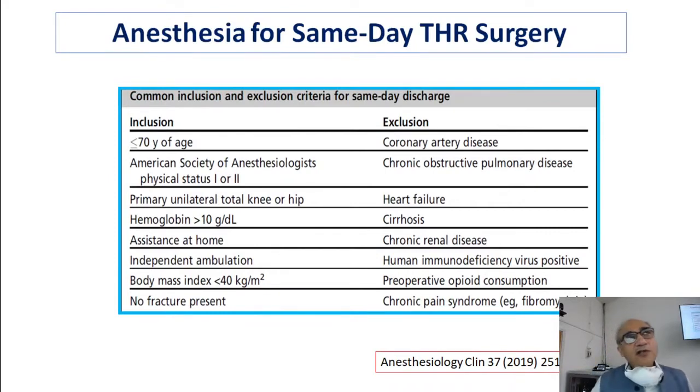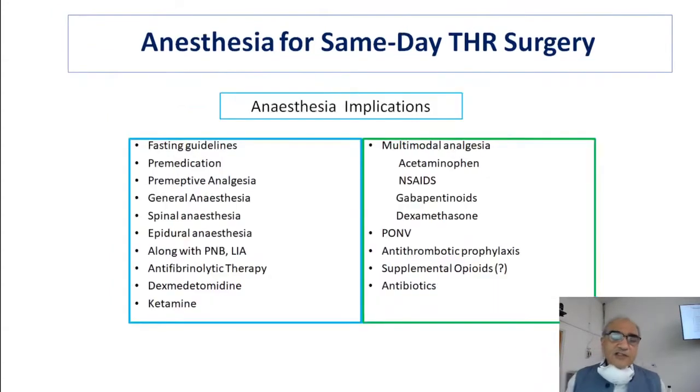Exclusion criteria are all there. There is no rocket science in it. It's all very common. We won't have these kinds of patients coming for daycare arthroplasties.